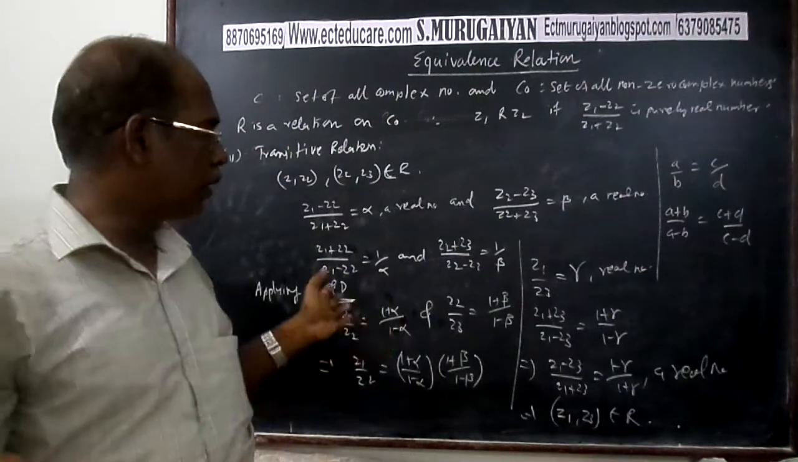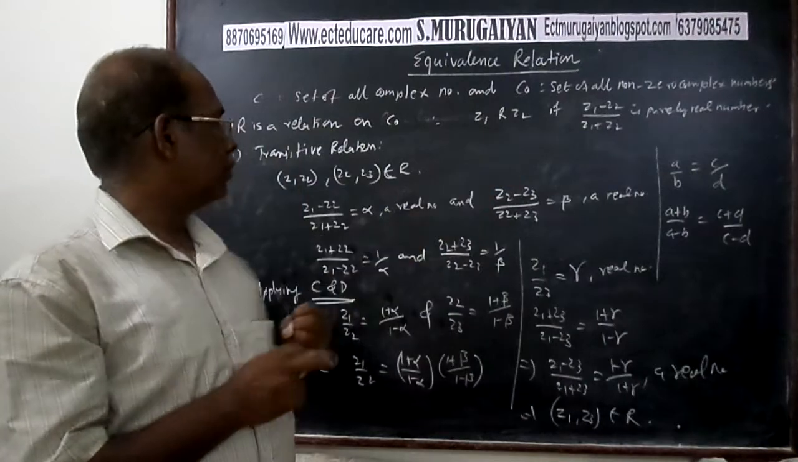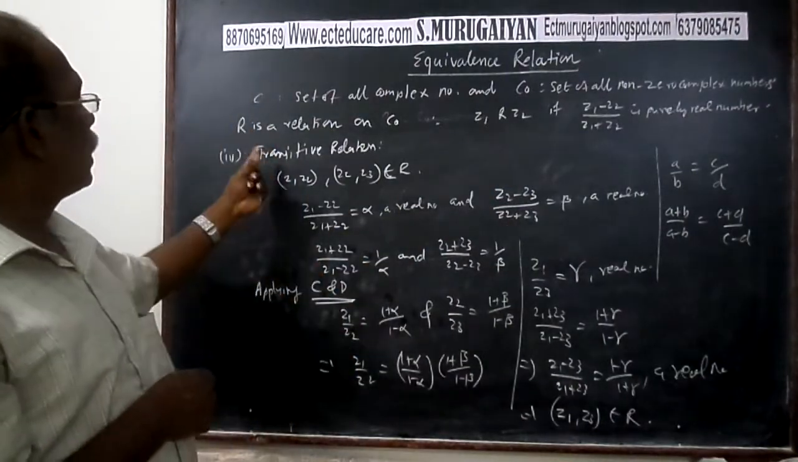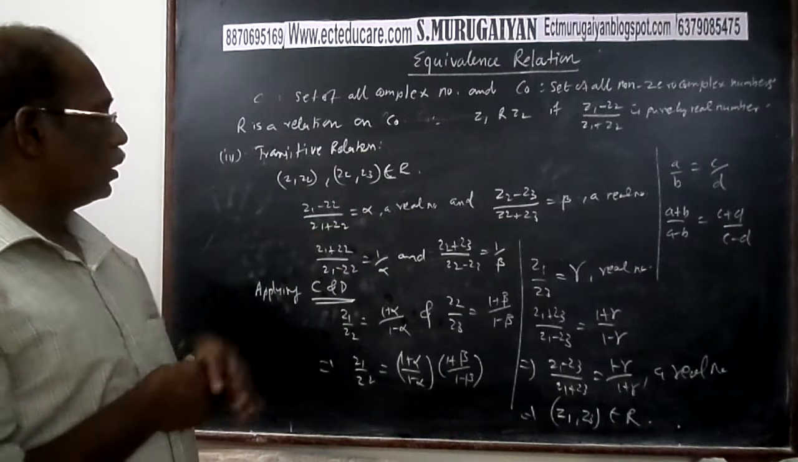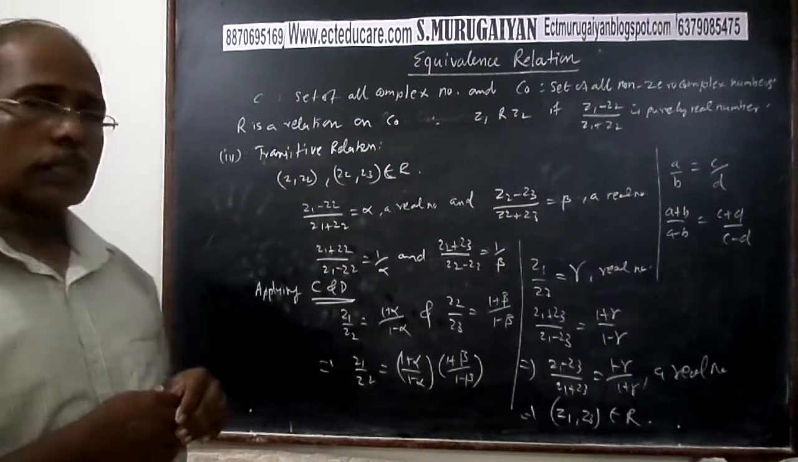Remember, now we have to conclude. The given relation is reflexive, we proved; symmetric, we proved; now we have proved transitive also. That's why the given relation is an equivalence relation.